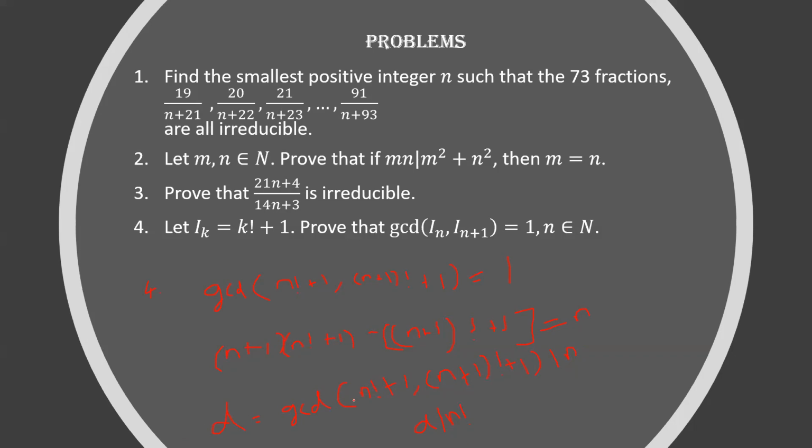Now since d is the GCD of n factorial plus 1 and n plus 1 factorial plus 1, it means that d also divides n factorial plus 1. Now d divides n factorial, and d divides n factorial plus 1. From here we can see that d divides two consecutive integers. So when d divides two consecutive integers, it means that d must be equal to 1, because you cannot find any integer other than 1 which divides two consecutive integers. So d must be 1. This is confirmed. So the greatest common divisor of this is equal to 1.